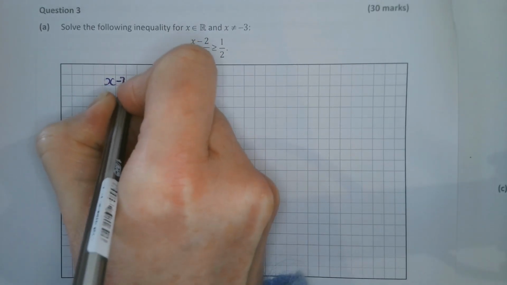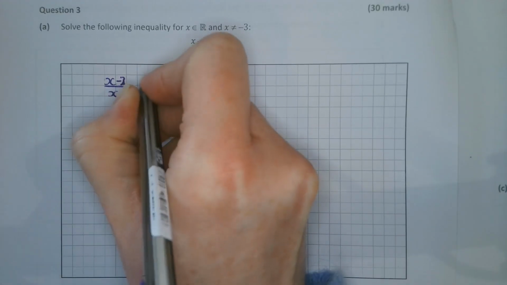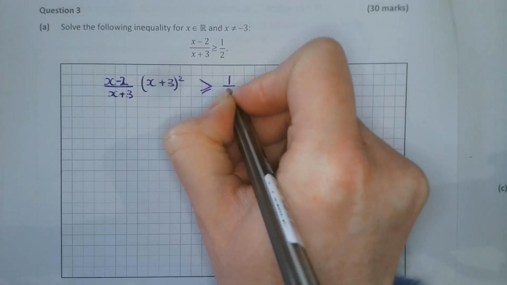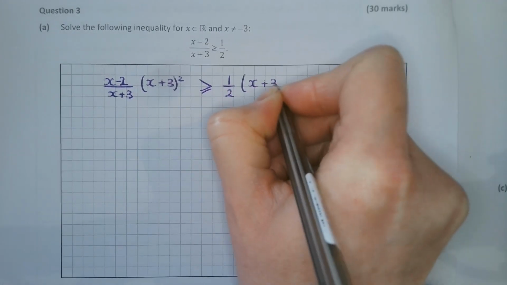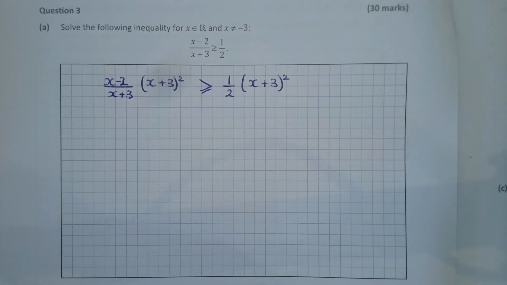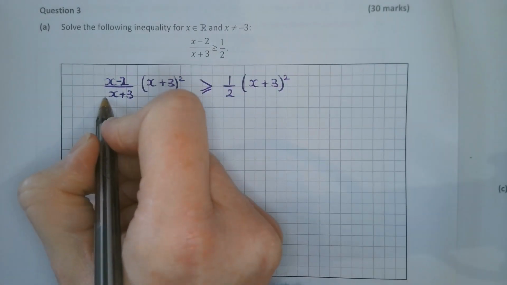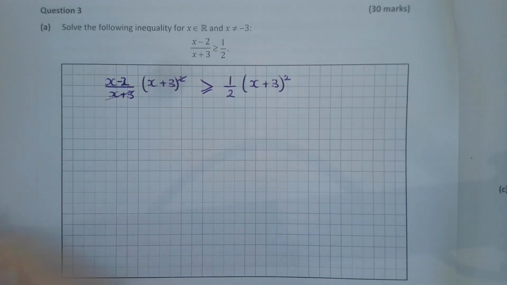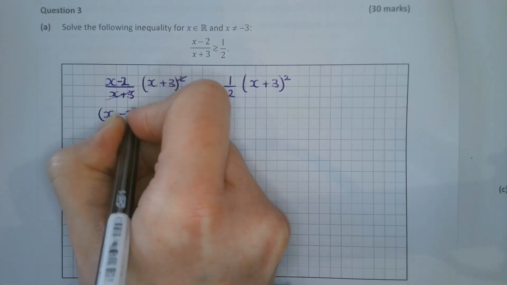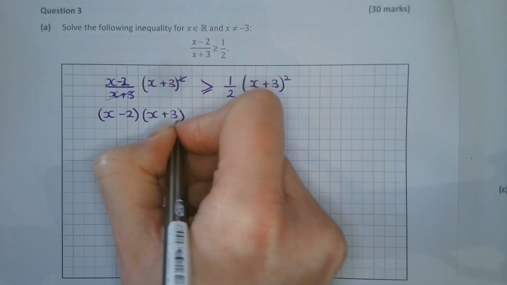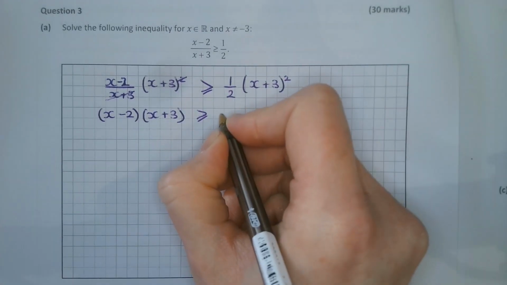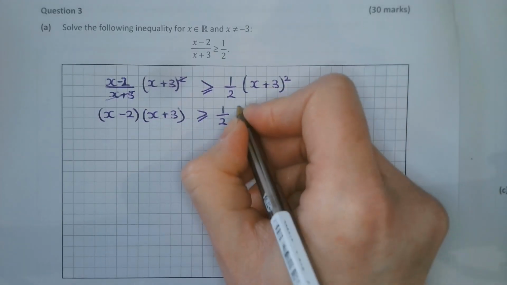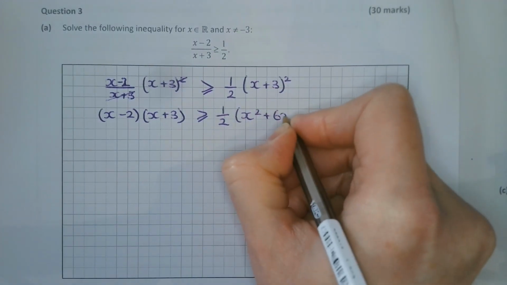So we're going to have (x minus 2) over (x plus 3), but we're going to multiply that by (x plus 3) squared, greater than or equal to a half. And again, we need to multiply the other side by the same denominator squared. So we need to multiply that out. This bottom denominator will cancel with one of those brackets that we're going to multiply in. So we're just left with (x minus 2) times (x plus 3) on the left-hand side, greater than or equal to, and here on this side we'll have to expand out that. So (x plus 3) squared will give me x squared plus 6x plus 9.